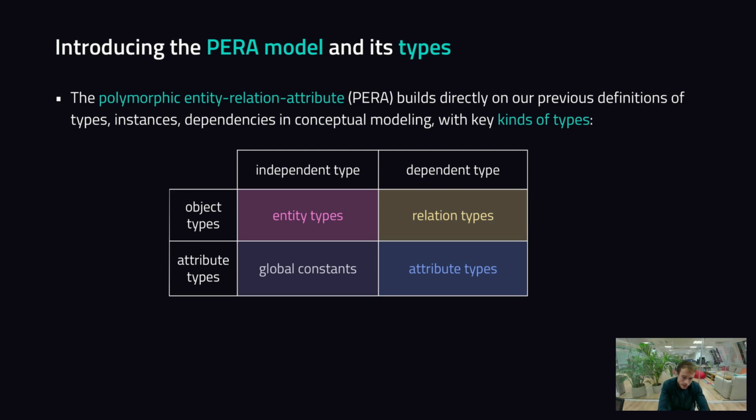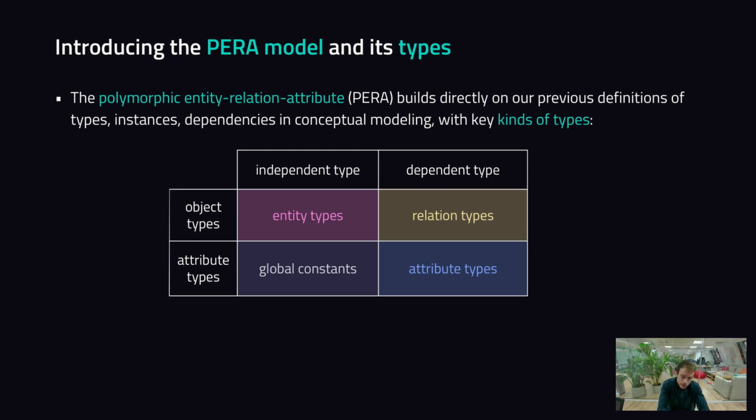And based on these definitions, the key kinds of types in the PR model very nicely fall into a 2x2 matrix. One of the axes of that matrix is the distinction between types that depend on other types and types that do not depend on other types, so independent types, whereas the other axis is the distinction between object types, so types that can be freely instantiated, so we can create more and more objects in them, and attribute types, so types that can be instantiated with reference to a literal value domain.